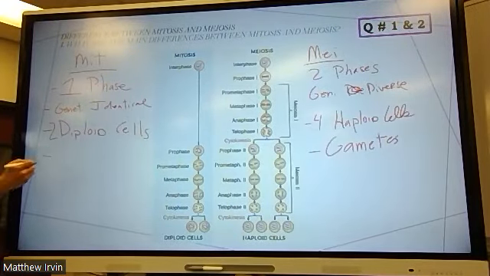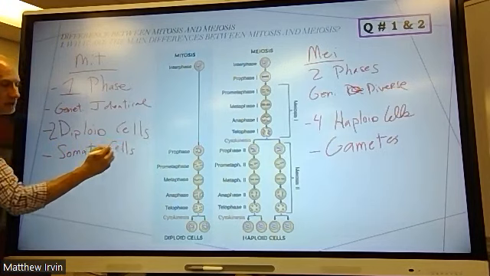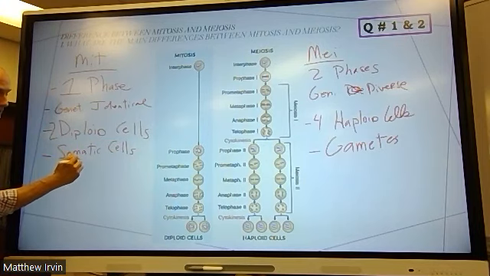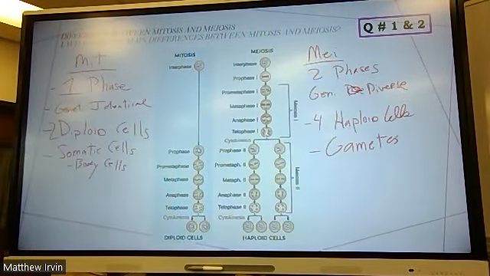The product of mitosis is going to be somatic cells, and the easier name for somatic cells is body cells. So everything else is a body cell. Just your gametes are going to do meiosis. This is true for animals, some plants, not true at all for fungi. It's a completely different reproductive system. And it doesn't apply to bacteria because they don't do sexual recombination like this.